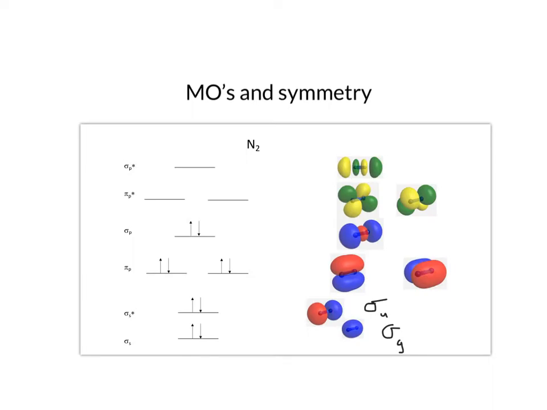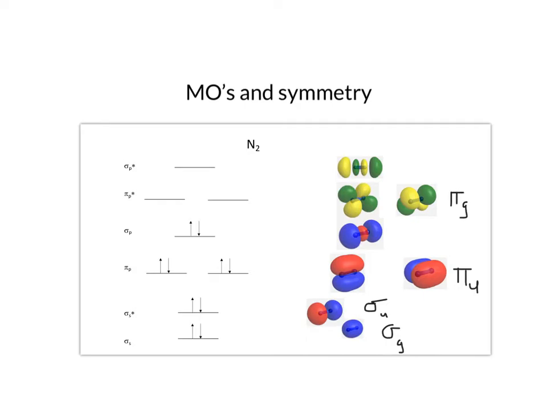Notice that in the case of the pi orbitals, the bonding pi orbitals are anti-symmetric with respect to inversion. If I go across the center, I change the sign. And so for the bonding pi orbitals, we have pi ungerade, whereas for the anti-bonding pi orbitals, if I invert, go across the center, the sign does not change, so it's symmetric with respect to inversion. And so for the pi anti-bonding, it is pi gerade.